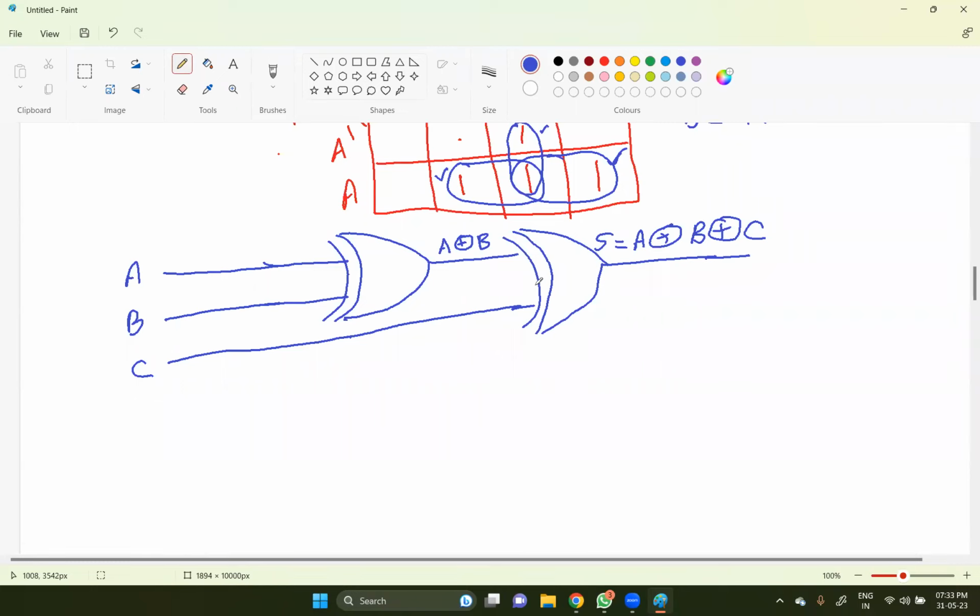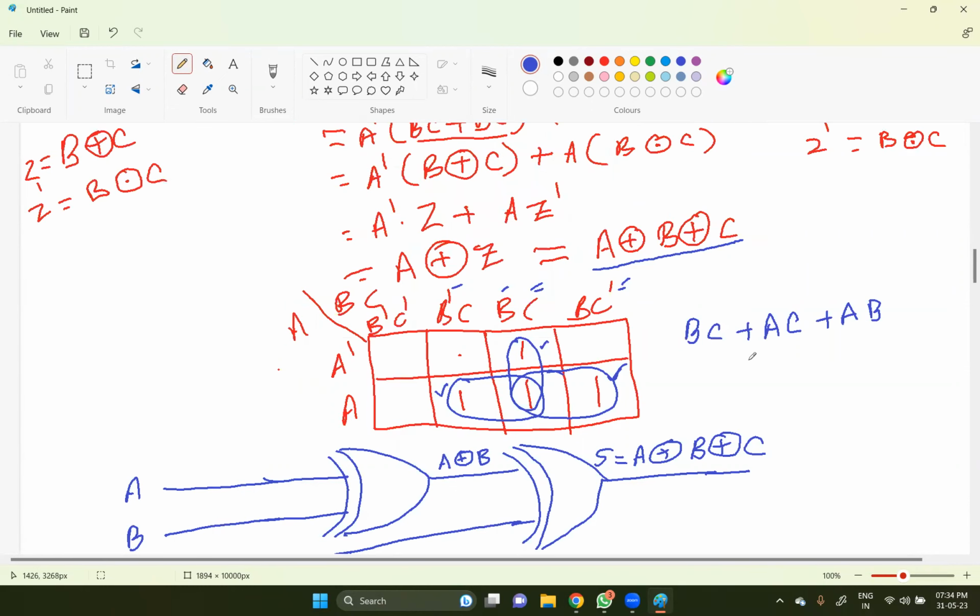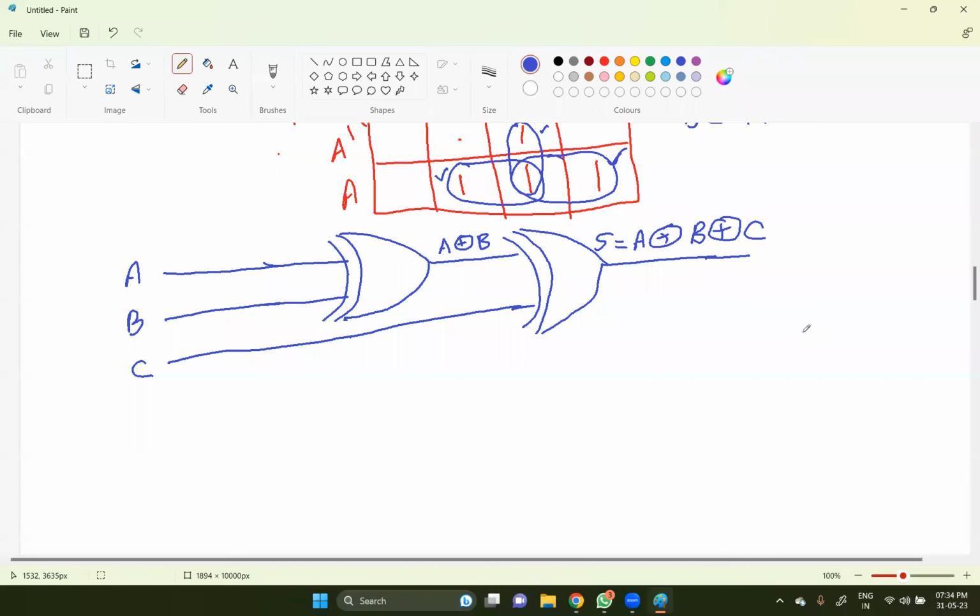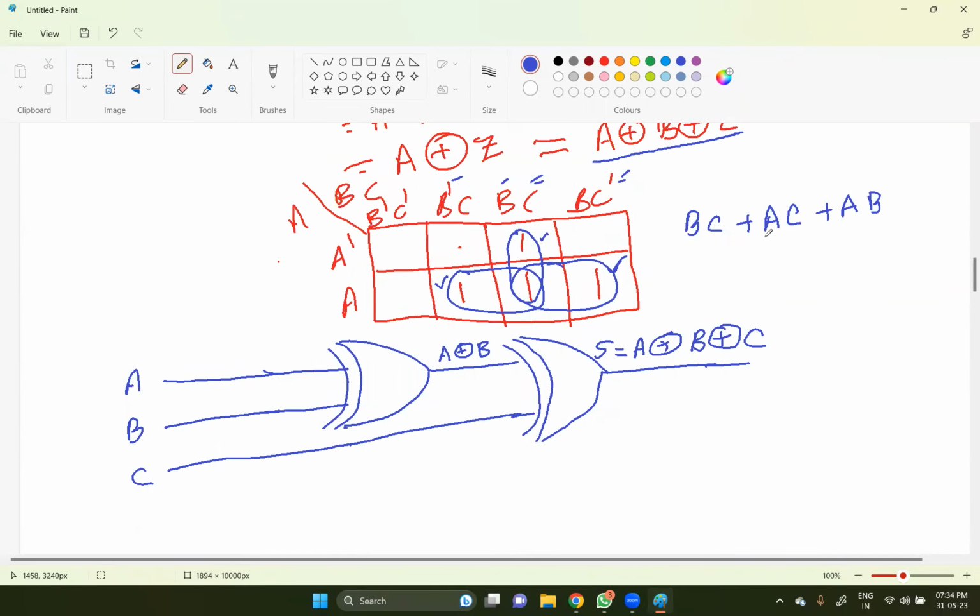And if you take the carry value, it can be AB plus BC plus AC. If you want to perform this particular operation, you could do something like this here. Let me take AB first. Let me take some other color, then I could draw in a proper way. So this is A.